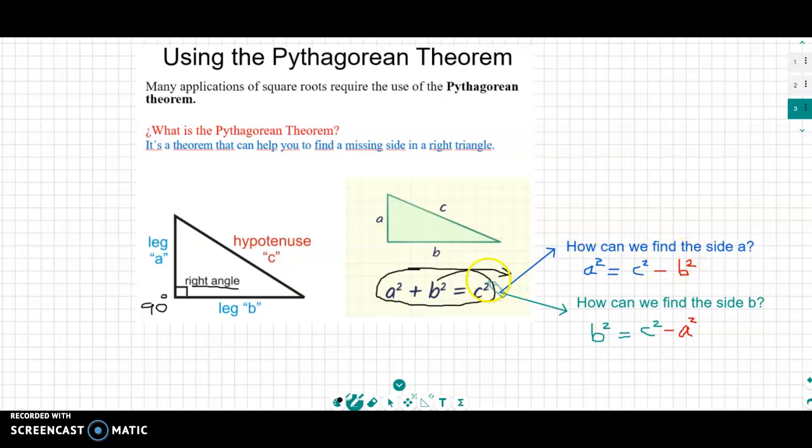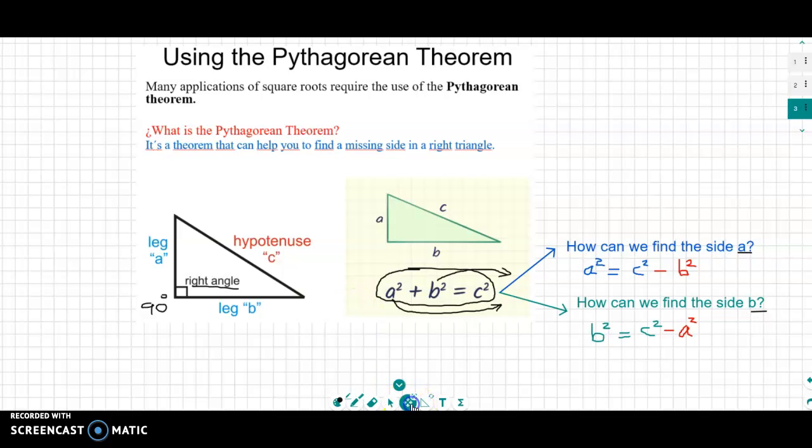And the same if we need to find, for example, the side B. If we need to find the side B, then we take the side A to the other side, and that will be B squared equals C squared, which is the diagonal, minus the side A to the power of 2. So those are the equations to find the side A and the side B. If we need to find the diagonal, we can use the general equation, which is this one, A squared plus B squared equals C squared.